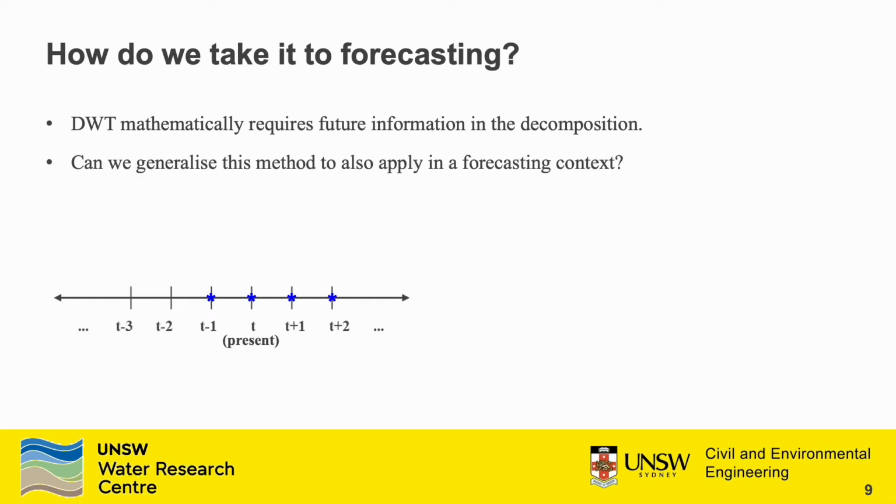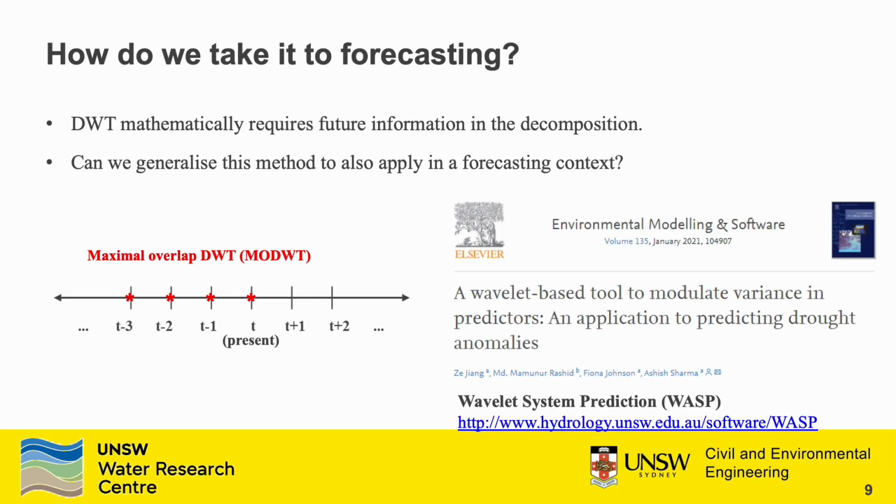So, can we generalize this method to also apply in a forecasting context? The answer is yes. There are classes of wavelets that can allow for this. Those do not depend on future information. One of them is called maximum overlap DWT, and we have included this in our other paper at EMS. It also comes with an open source R package called WASP, Wavelet System Prediction, which can be downloaded from our school website. The link is also given here.